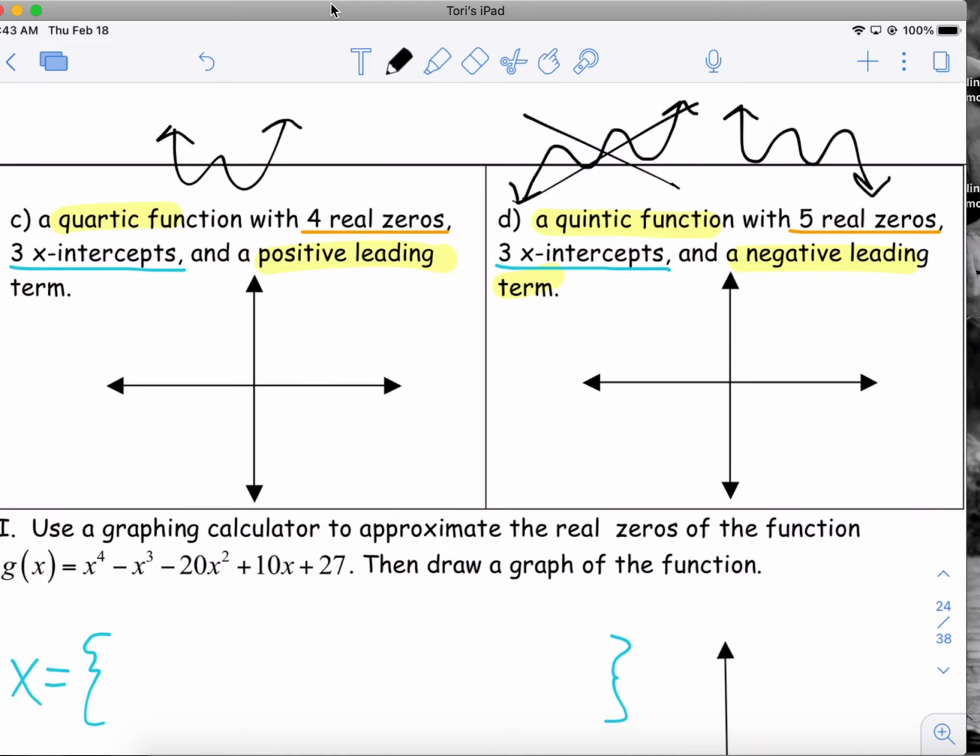Okay. All right. 4 real zeros means it has 4 factors, but it only bumps 3 times, or it only hits 3 times, which means one of them has to be a bump. Doesn't matter which one. You could cross, bump, cross. That would work. If you wanted to bump and then cross, cross, that would be fine also. Let's look at D. D, we have 5 real zeros, but only 3 x-intercepts. That means you have 5 factors. 2 of them have to be bumps.